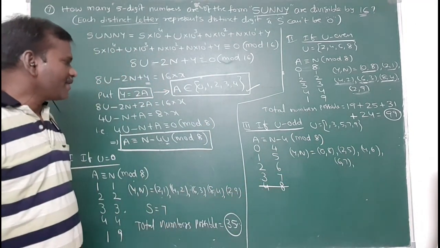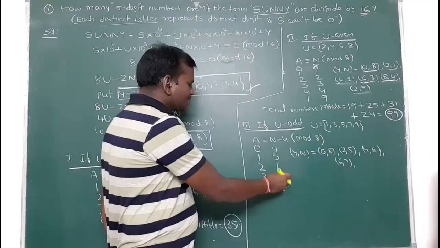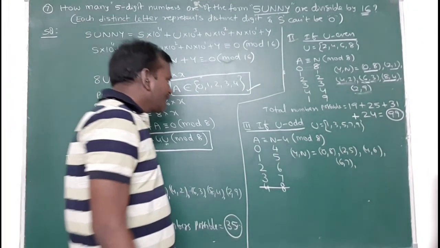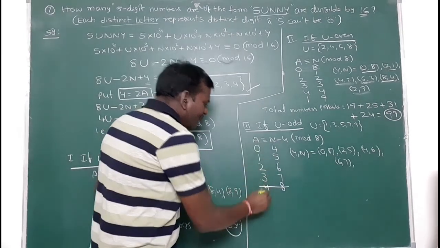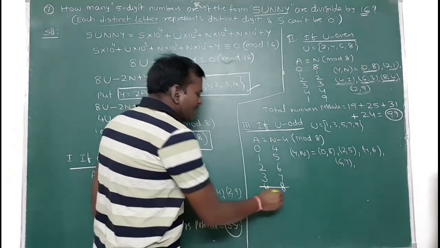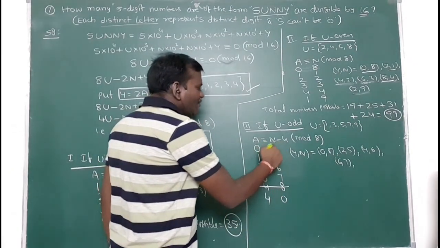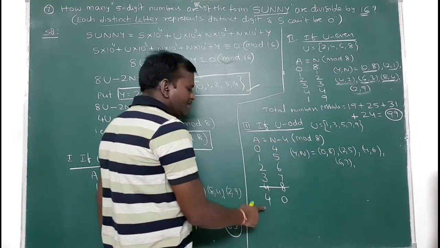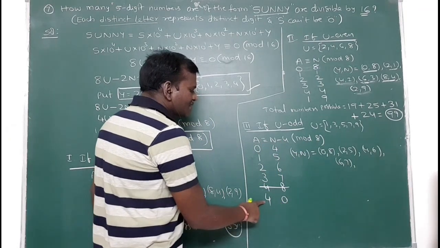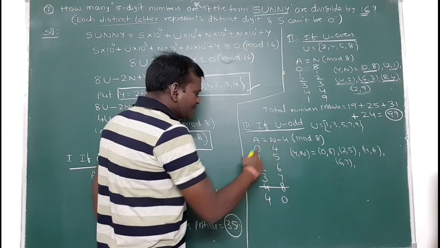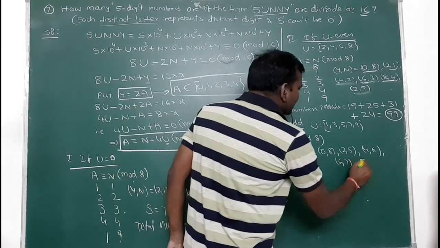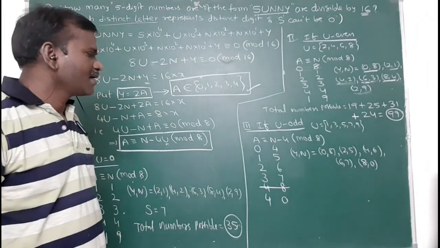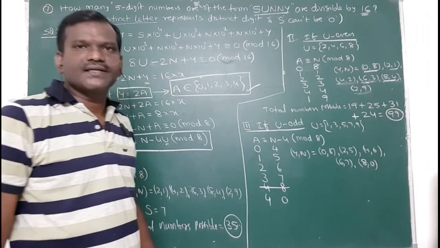Any other possibilities? Another value is possible here. That is, if I take this as 4, this as 0, 0 minus 4 is minus 4. Minus 4 when divided by 8 is also 4. So these two are also equal here. So the another pair here is 8 comma 0. These are the 5 pairs possible here.